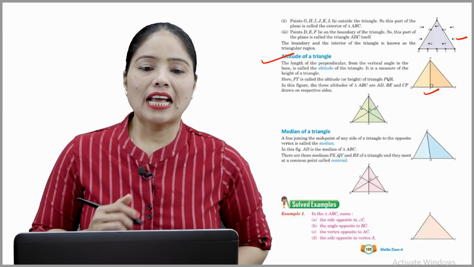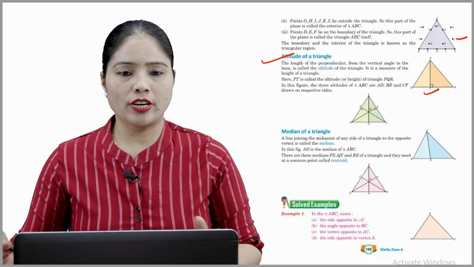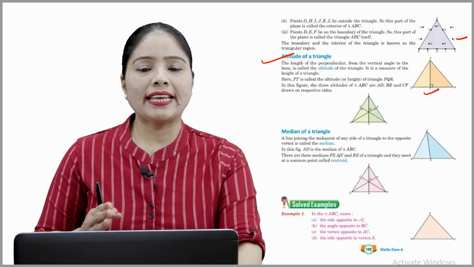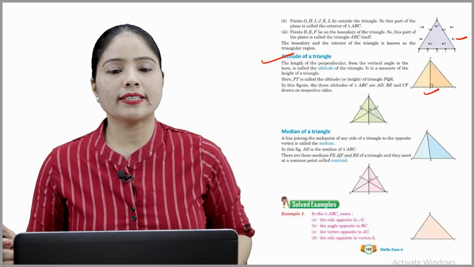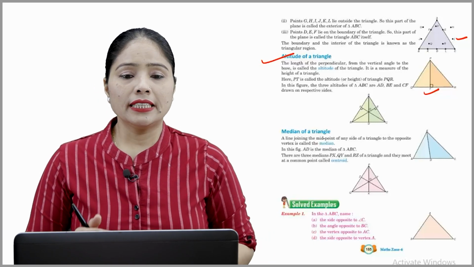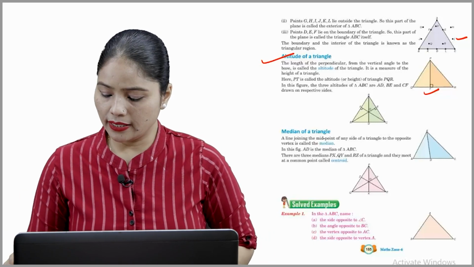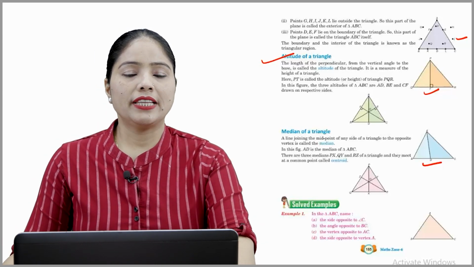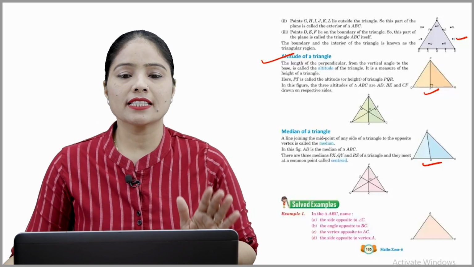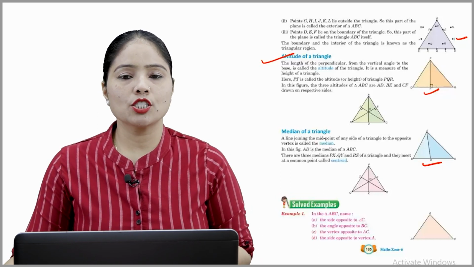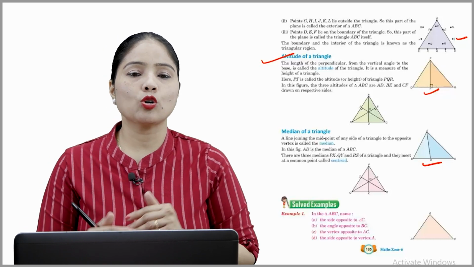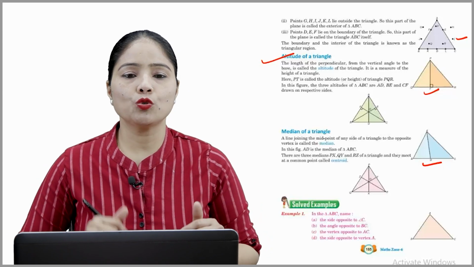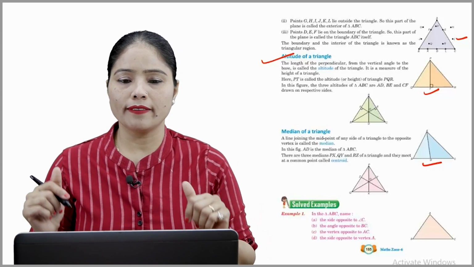Okay beta. Now move on median of a triangle. A line joining the midpoint of any side of a triangle to the opposite vertex is called the median. In this figure, AD like this is the median of triangle ABC. There are three medians PX, QY and RZ of a triangle and they meet at a common point called centroid. Okay, I hope you understood well. So now move on solve examples.